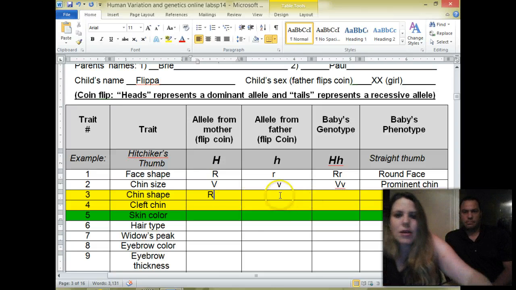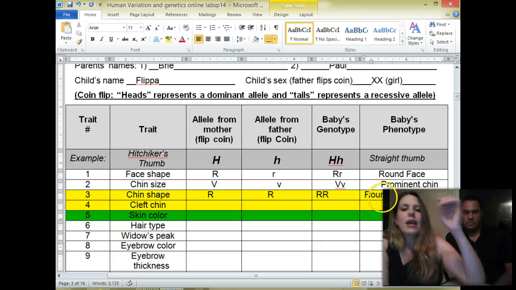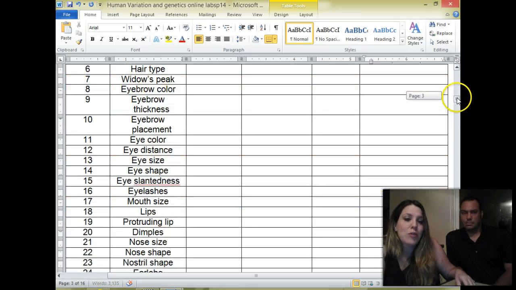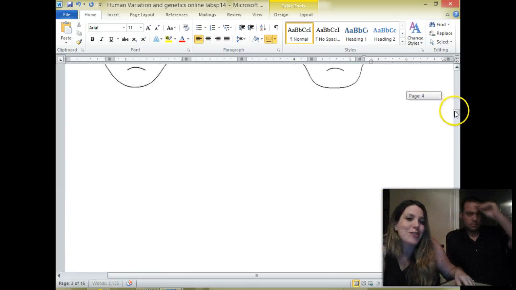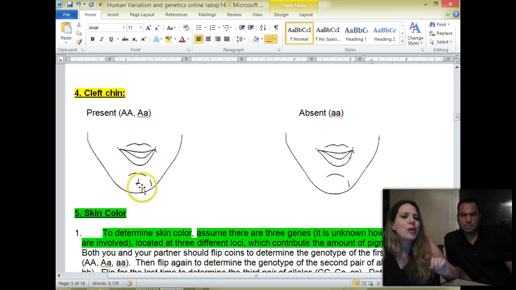Wow, he got dominant as well. He got heads as well. So he is, in this case, donating a dominant R, and this baby ends up big R, and ends up with a round chin. And because I had the expression of chin size, I can also flip to see whether this baby's going to have a cleft chin or not. So I scroll down. We're going to use the letter A. If it's big A, or big A, little a, our baby's going to have a cleft chin.